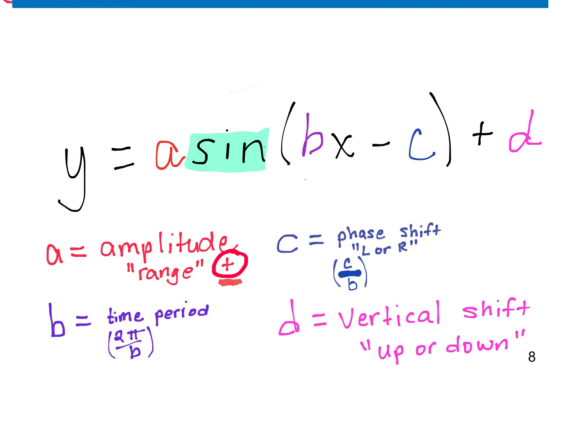If there is a negative, we have a reflection, but the reflection is actually the easiest part. It's always going to be the last thing that you do. You just flip your graph upside down after you graph it. So think about A as always positive. Your amplitude is positive.